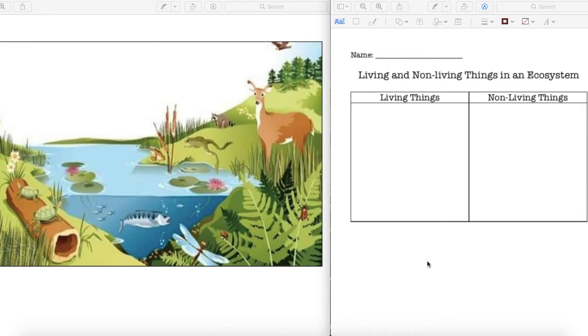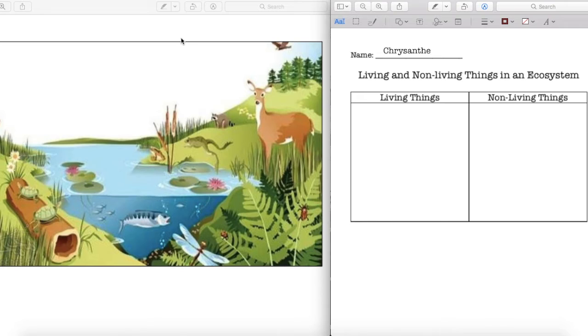I'm going to pull up this last picture that we looked at of a forest ecosystem. Now would be a good time for you also to get out your worksheet that has living and non-living things in an ecosystem written at the top, so that you can follow along with me. When I write something in one of these columns, it would be a good idea for you to write the same thing in your columns on your worksheet as well. So the first thing that we're going to do is to write our name at the top of the paper.